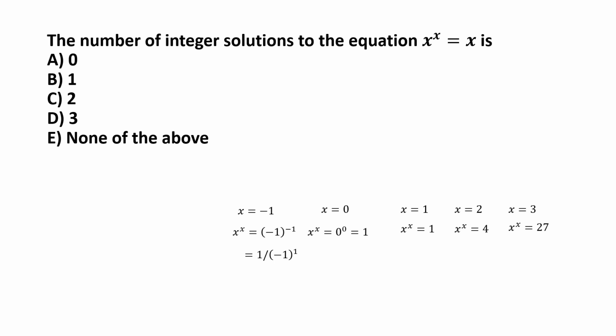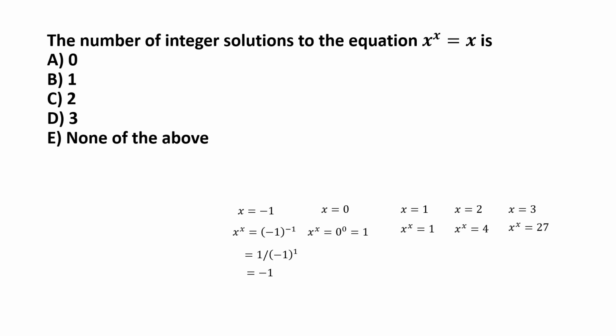taking the reciprocal, and now since we're taking the reciprocal, the exponent will be positive. So we have 1 divided by -1 whole to the power 1. And -1 whole to the power 1 is simply -1, so we have 1 divided by -1, which is -1. So here we note that if I test the negative integer x equal to -1, I'm getting x to the power x is equal to -1. So I have another solution, right? Because x to the power x is the same value as x for x equal to -1.